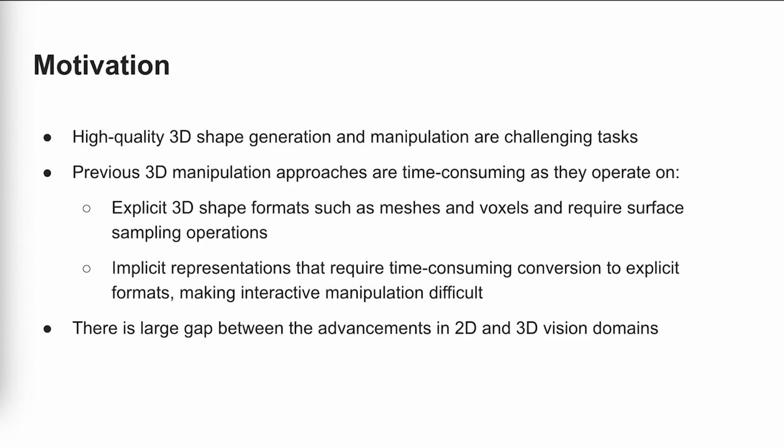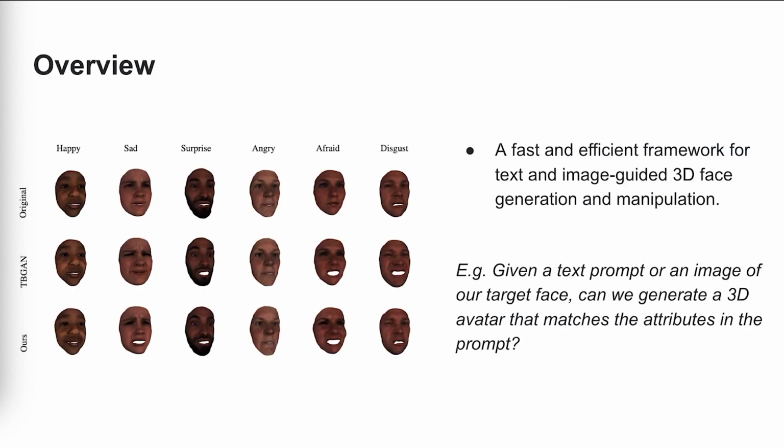High-quality 3D shape generation and manipulation are challenging tasks. Previous works on 3D manipulation are time-consuming and do not allow interactive use. Moreover, there is a large gap between the advancements in 2D and 3D vision. In our work, we aim to address these issues and present a fast and efficient framework for text and image-guided 3D face generation and manipulation.